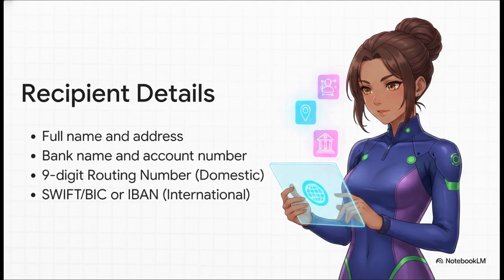Okay, now for the recipient. Think of this as your pre-flight checklist. You're going to need their full legal name and physical address, their bank's name, and their account number. Now, if you're sending domestically within the U.S., you just need their 9-digit routing number. Easy enough. But if you're sending internationally, the game changes a bit. You'll need a SWIFT or BIC code or an IBAN. Depending on the exact country, you might even need specialized regional codes, like a CLABE for Mexico or an IFSC for India. Always double-check these details with your recipient.